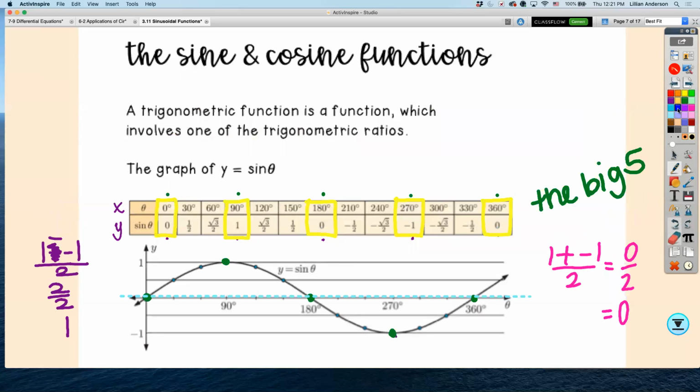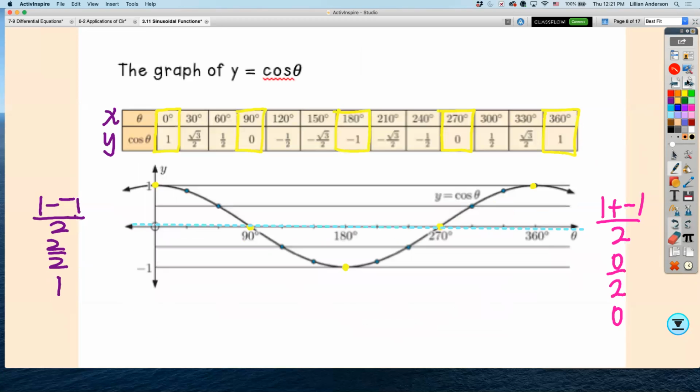What's the y-intercept for the sine theta graph? 0, 0. It's at 0, 0. But where is it for cosine? 0, 1. So I like to call my y-intercepts my starting points when it comes to graphing these different functions, okay? So essentially they have different starting points.